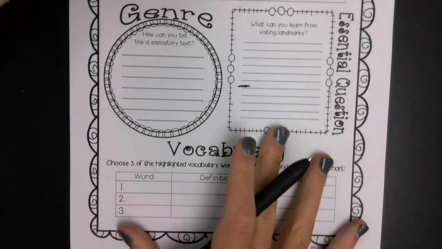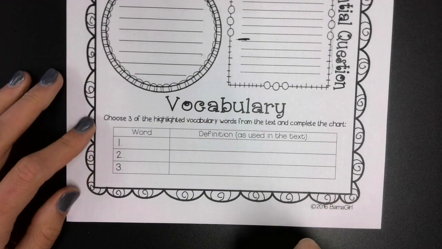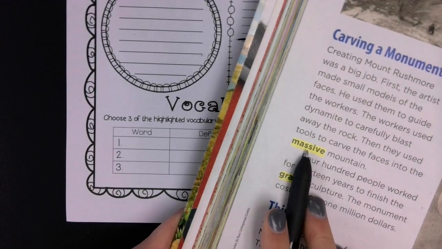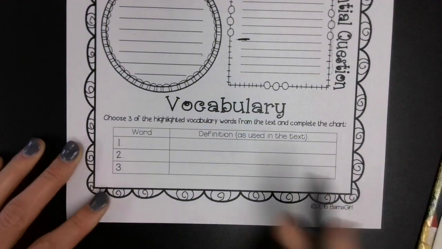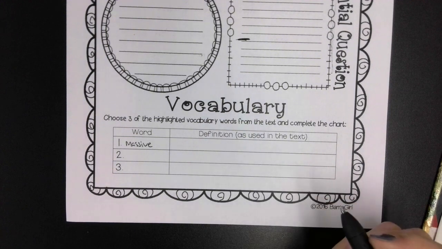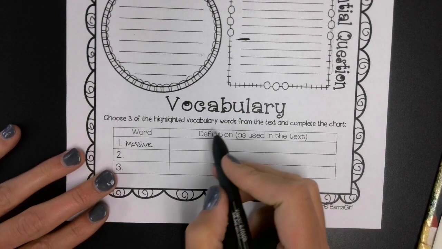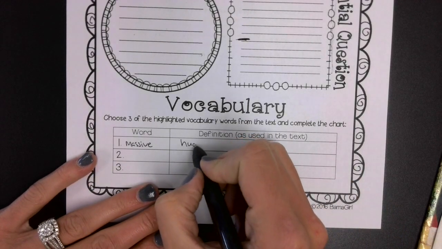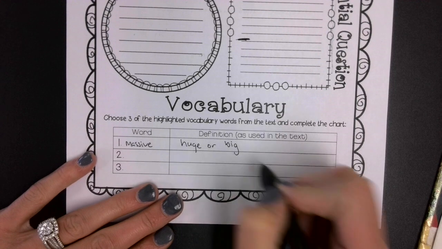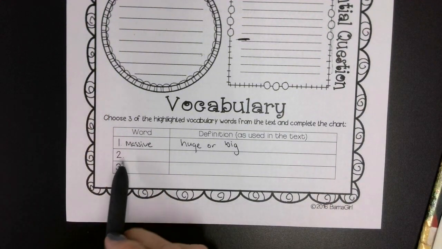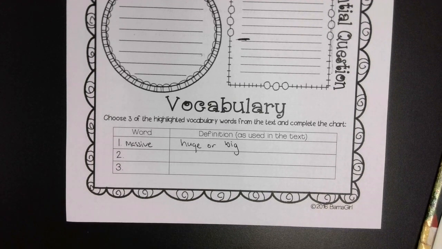And then the last part is your vocab. Choose 3 of the highlighted words from the text and complete the chart. So, in the text, any of them that are highlighted are that. So, for here, you could have massive, grand. Any of those yellow words work. Massive, definition, what does it mean? It carved the faces into the massive mountain. It means huge or big. Right, so find 2 more words there to put in our vocab section at the bottom.